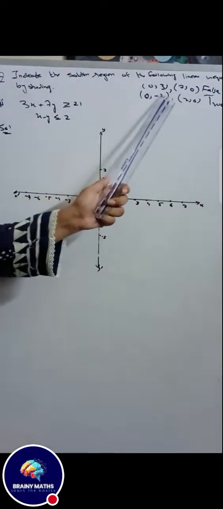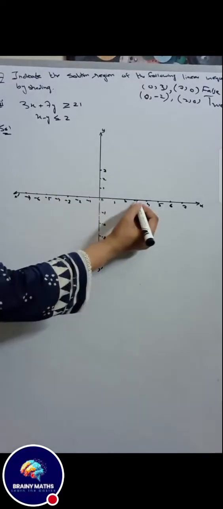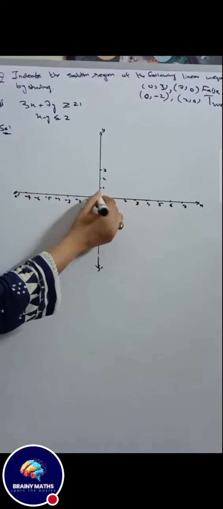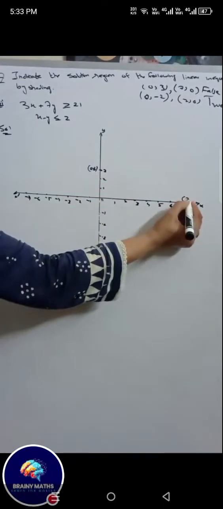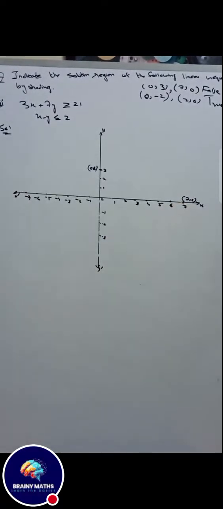First one is x is 0, y is 3. This is your main point. Next is x is 7, y is 0. So it must be x is 7, y is 0. Alright, I get this point. Now by joining these points, I get a straight line.